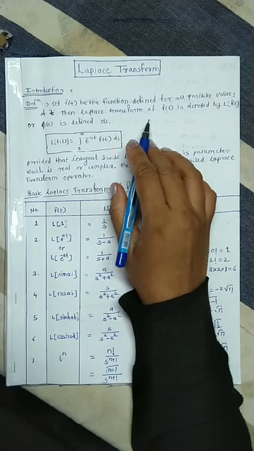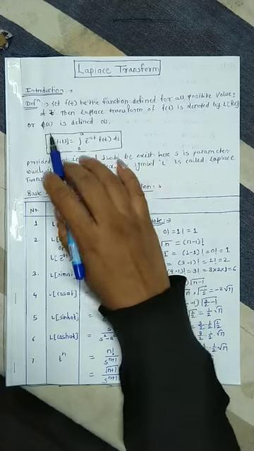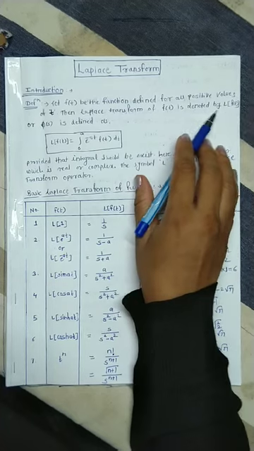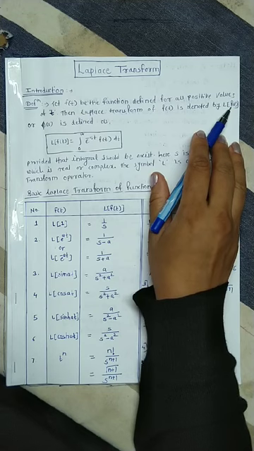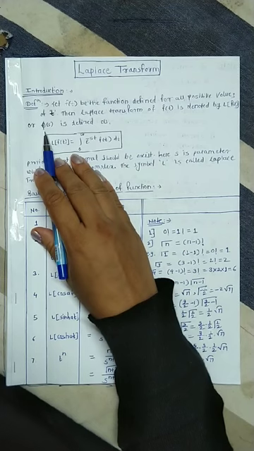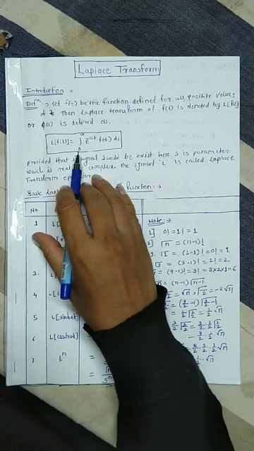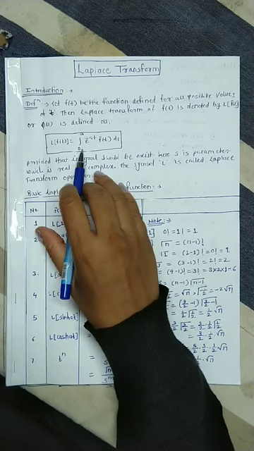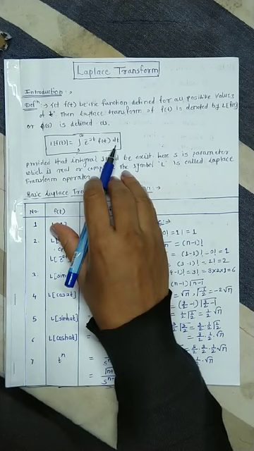Now let us consider the definition, where f of t is any function defined on the variable parameter t, and then the Laplace transform of such a function f of t is denoted by L of f of t. L stands for Laplace, and f of t is the function, or phi of s. Why it is called phi of s, we are going to see further. And it is defined as L of f of t is equal to the basic integration, with limits of integration from 0 to infinity, e raised to minus st f of t dt.